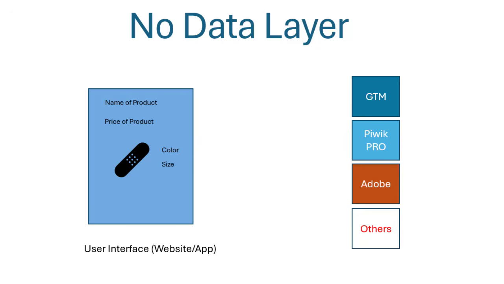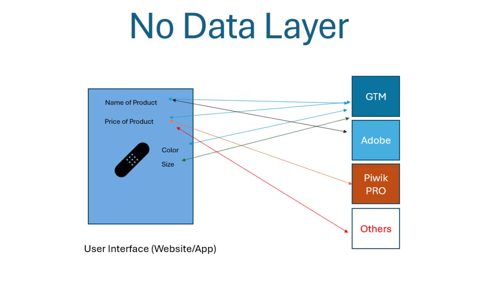Let's take an example and see what that means. Let's say you have a web page which shows you the product detail. It has a name of product, price of product, color, size, etc. on this page. All this information is scattered throughout the page. Now, if a tag manager like Google Tag Manager or Adobe's Tag Manager, which is called Launch, or any other application needs that information so that they can set the appropriate tags or use that information for reporting, in that scenario, any tool that requires a specific information will have to go grab it from that section of the page.